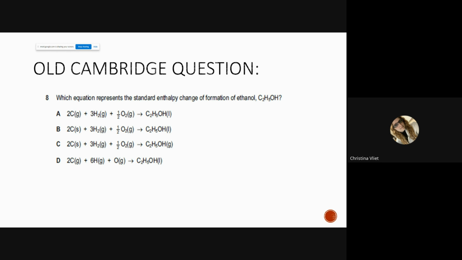So what are we looking for? The standard state of carbon, the standard state of hydrogen, the standard state of oxygen. Actually, there's one wrong thing in here. I didn't catch this. Is ethanol a liquid or a gas? Ethanol is alcohol, right? What's the state of matter of alcohol? Liquid. So you can actually take C out just for that.